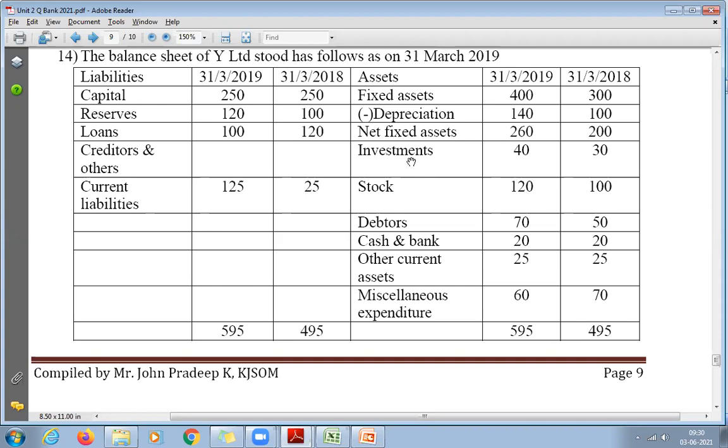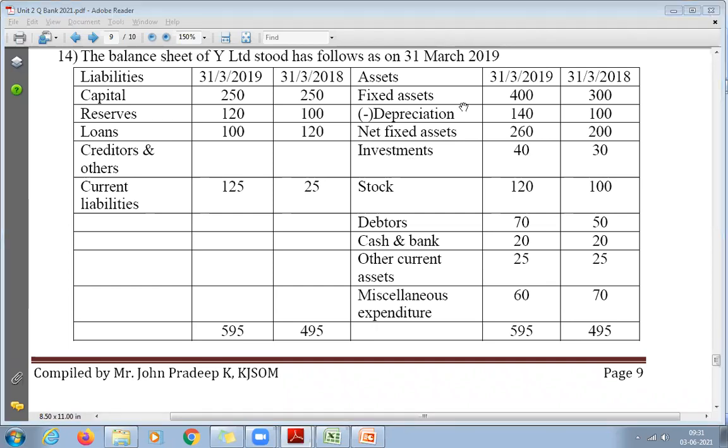Clear? Normally investments will be long term. Only if he has mentioned temporary investment or short-term investment, or he has given the heading current assets and under that he has given investment, then you can take it as short-term investment. But here he has not given any heading, and the word short-term or temporary is not given. So by default investments will be long-term, so there is no need to take it. Clear? Understood?